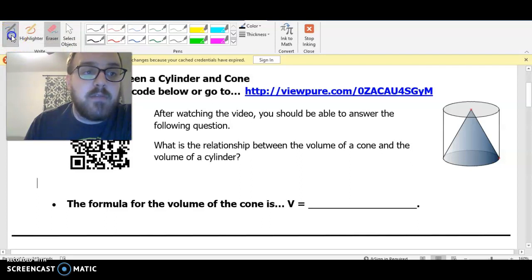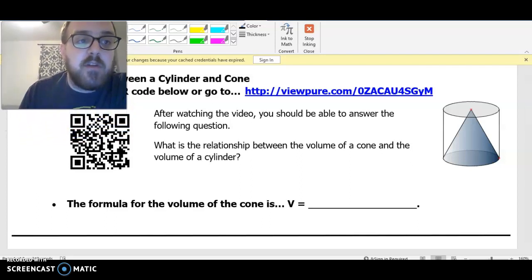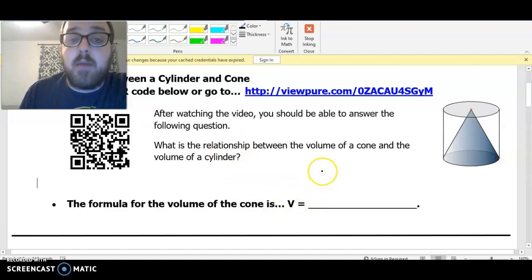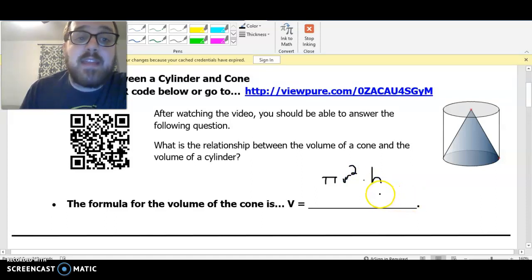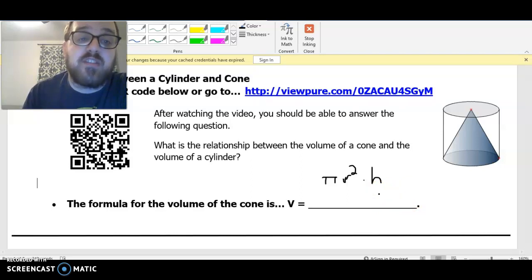Let me click on my pen tool here. The formula for the volume of a cone is going to start with the volume of a cylinder, which, if you remember from yesterday or the last video you watched, is pi r squared times the height. And we're going to take that formula and change it a little bit for the cone based off that relationship we saw. The cone was 1/3 of the size, or the cylinder was 3 times as large.